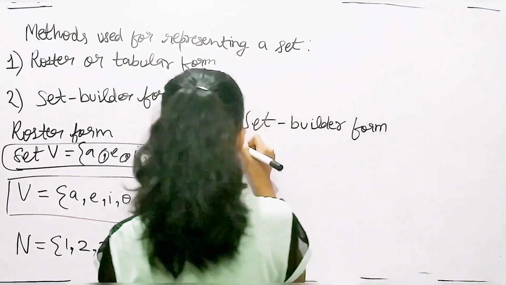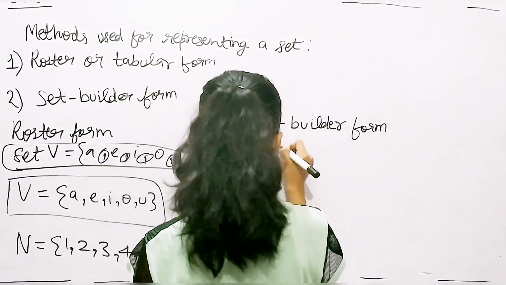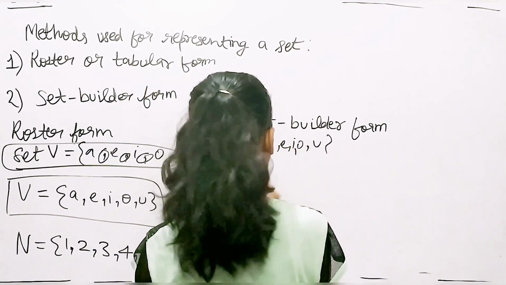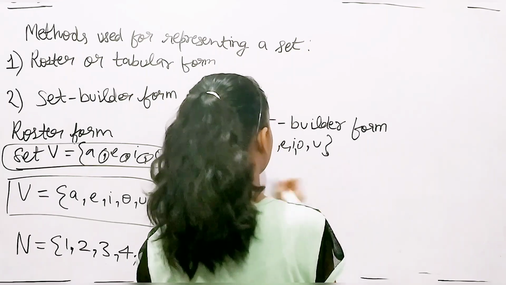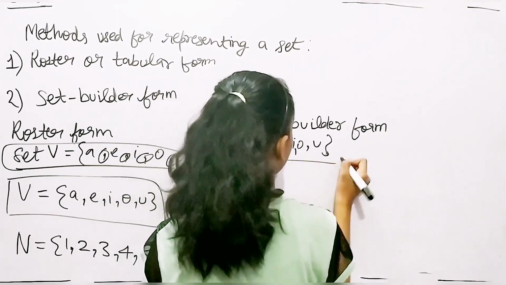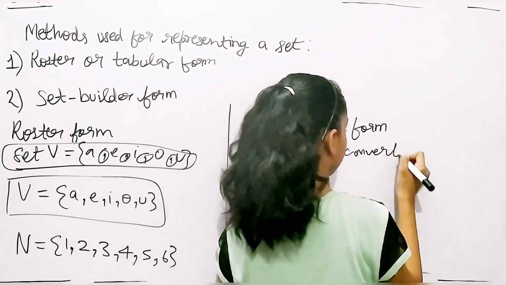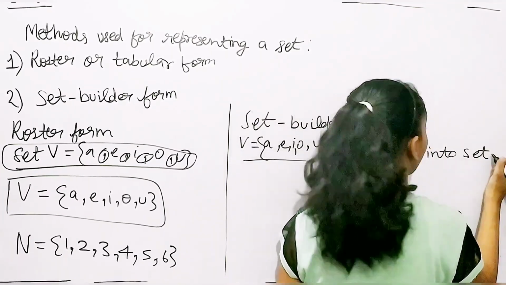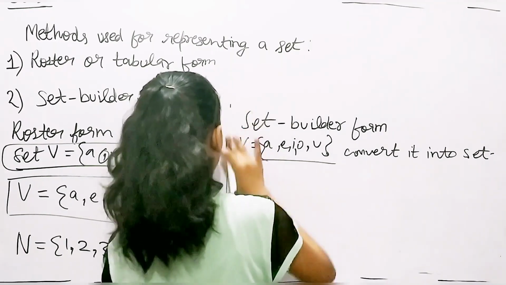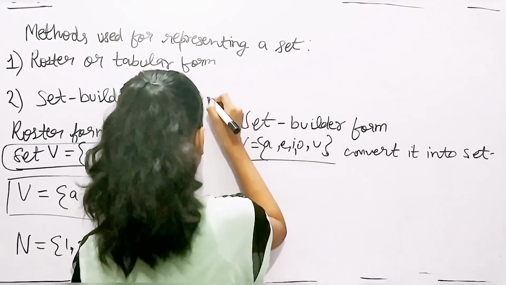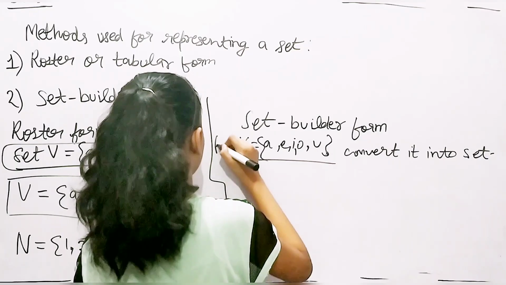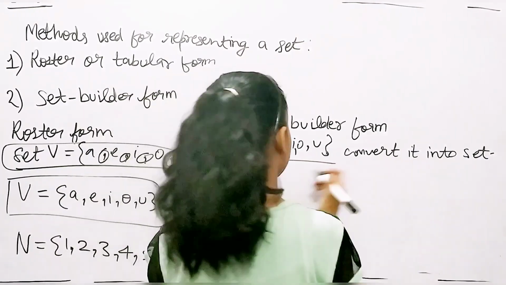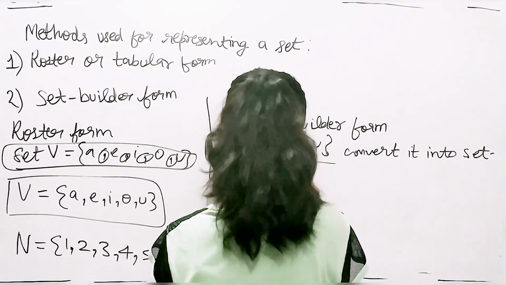V is equal to {A, E, I, O, U}. Convert it into set builder form. Remember that this is an example. I forgot to write that. For example, that's going to be clear. Okay, convert it into set builder form. That's what we have to do.